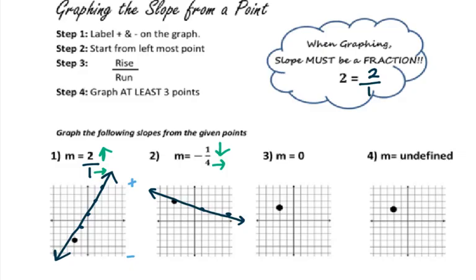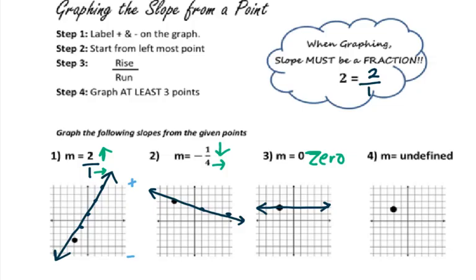Number 3, the slope is 0. We said the word 0 starts with a Z. So a slope of 0 looks like the top of a Z. You flatlined, you're at a 0. 0 slope does not rise any. It rises 0. So this is like the top of a Z.